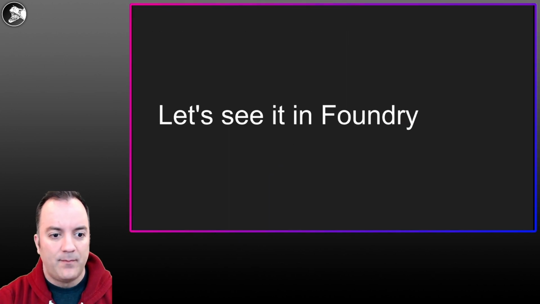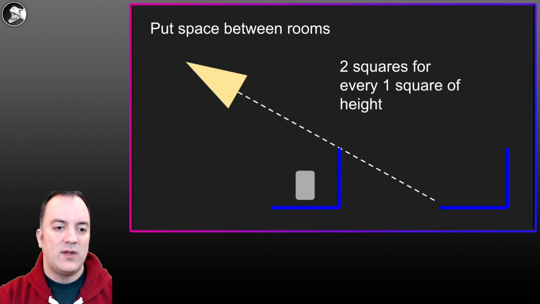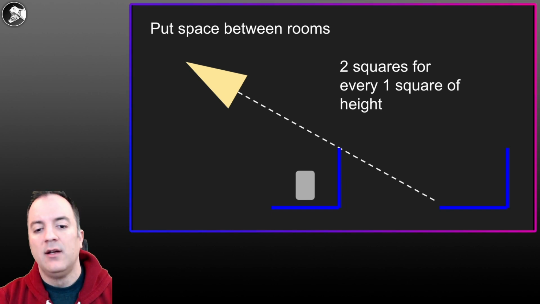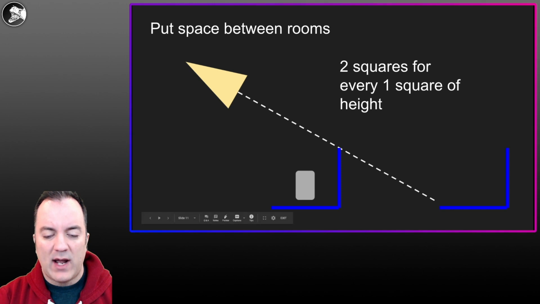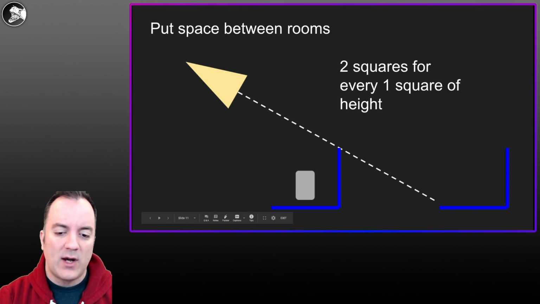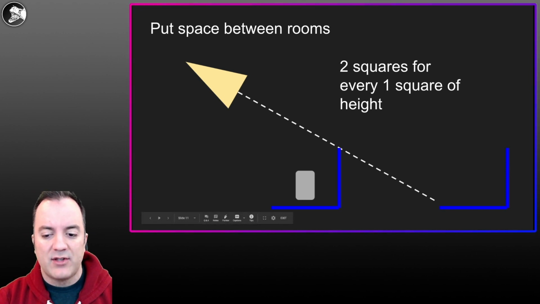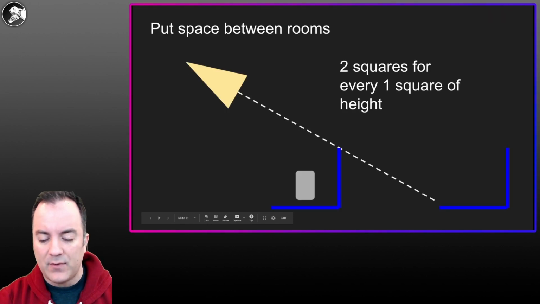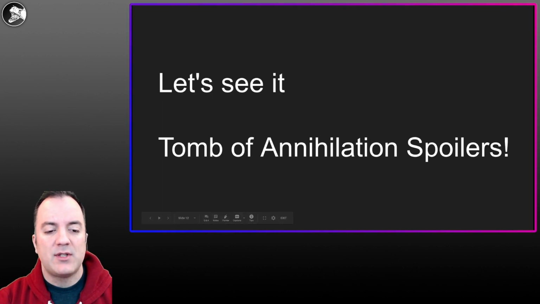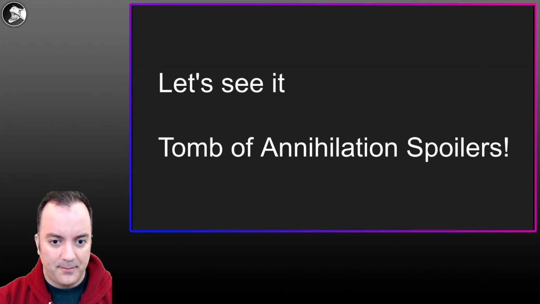All right, next tip is I need to put space between the rooms. And the reason is if I'm going to have a wall there, the actual wall obscures the tiles that are right behind it, right? So you can see here, if I put a gap that is twice as long as the height of the wall, I should be fine. And I should be able to see all of the squares that I might have a player do combat on just fine. So I'm going to demonstrate this, but I'm going to demonstrate it using a map from Tomb of Annihilation. So dangerous spoilers ahead.